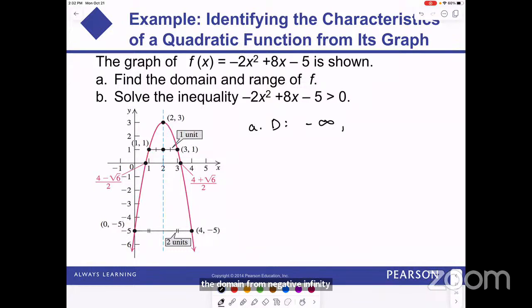So for part A, the domain is from negative infinity to positive infinity. In this context, infinity always gets a parentheses. And then the range is the very bottom to the very top. So we're going to ask ourselves, how far down does the graph go versus how far up does it go? The very bottom will be negative infinity. The very top, it goes up to a y value of 3. Infinity in this context always gets a parentheses. And because we actually reach the 3, it's going to get a square bracket. Okay.